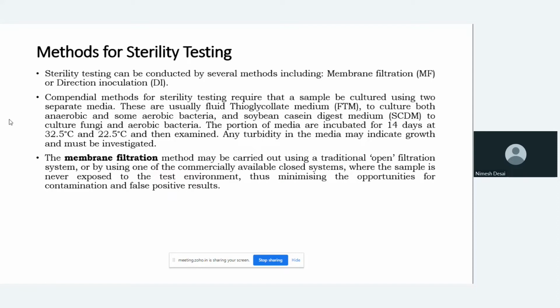We can filter the product and fill the canister using SCDM and FTM, and in that way we perform the sterility test. Once we fill the canister with FTM or SCDM, or transfer the membrane in half into SCDM and FTM, we incubate the SCDM tube at 20-25 for 14 days and FTM at 30-35 for 14 days. Why do we give 14 days as the maximum time for the sterility test?